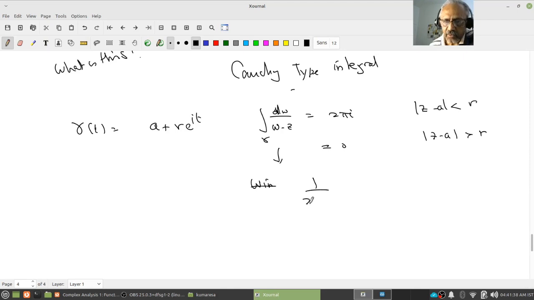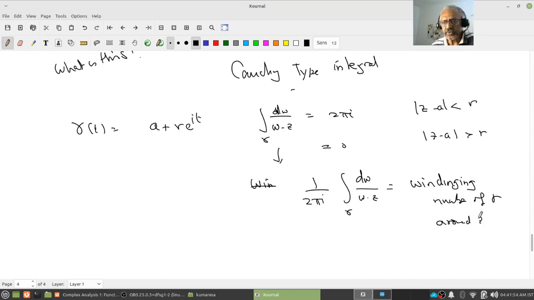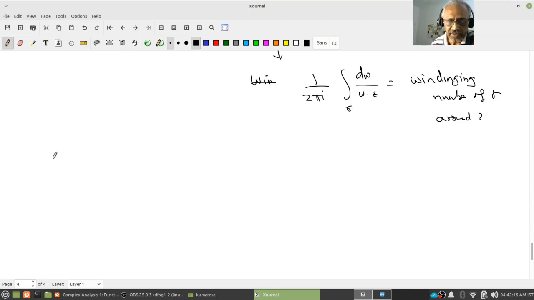So the integral 1 by 2 pi i integral of dw by w minus z over gamma, we called it the winding number of gamma around z. So that shows how many times gamma winds around z. Okay, that makes sense. We have proved this. This has meaning only in the case of a circle. Please understand. Based on that geometric intuition, for any closed path gamma, I want to define this as a winding number.